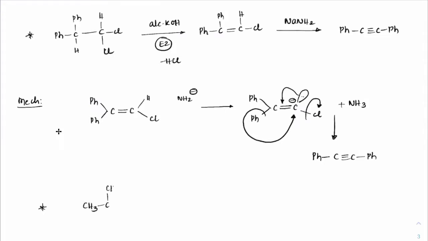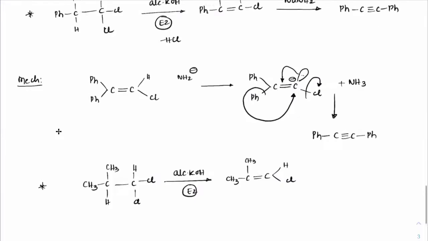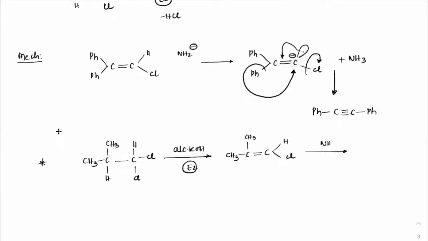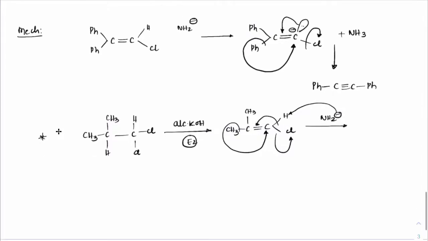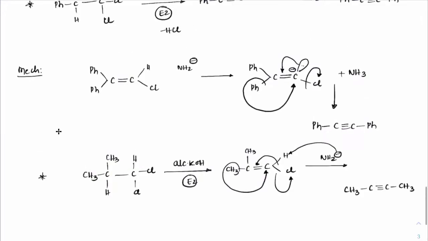If we have CH3, CH3, H, H, Cl, Cl in the presence of alcoholic KOH, first E2 mechanism, we will get CH3, C, CH3, double bond, CH, H and Cl. Now when you treat that with NH2 minus, same case, it doesn't have any alternative but to remove the proton from here. The triple bond will form here, methyl will shift here, Cl will go from there. So I'll get CH3, C, triple bond C, CH3. Okay, students, so this is the product that is expected to form.